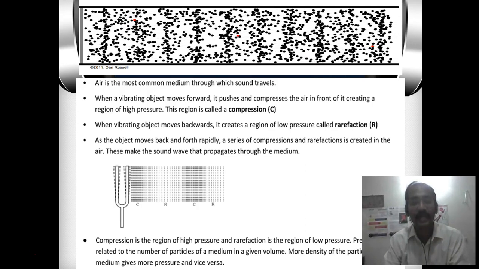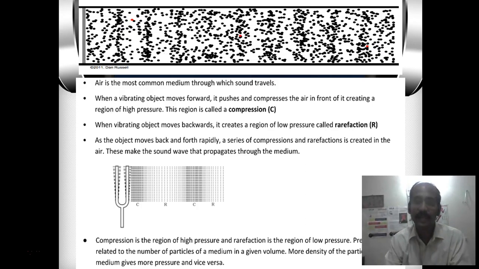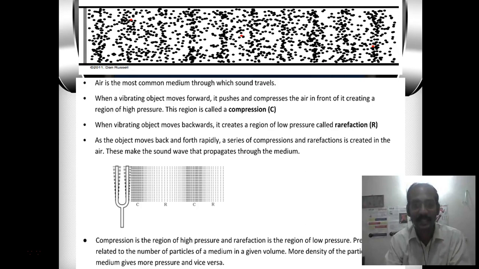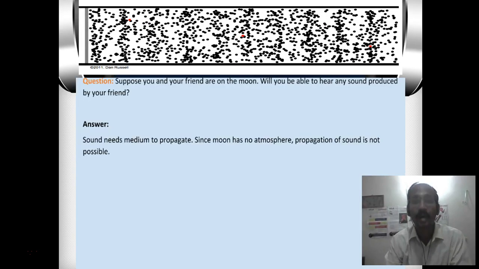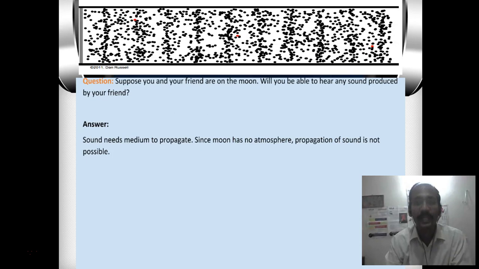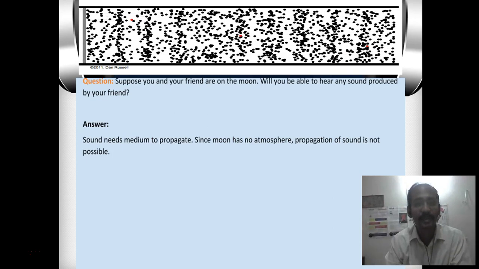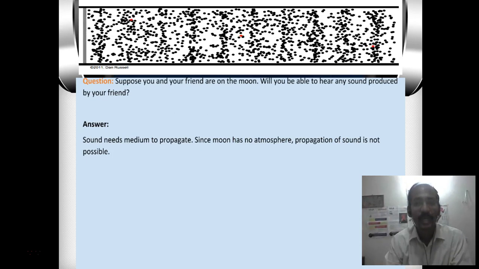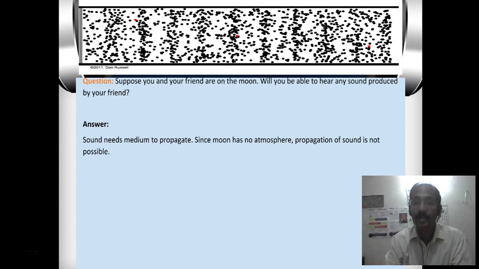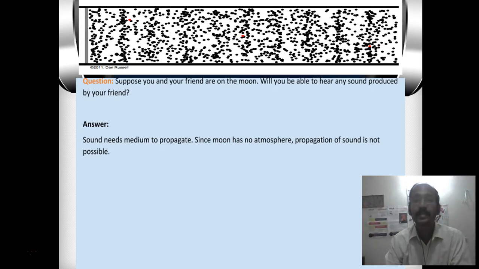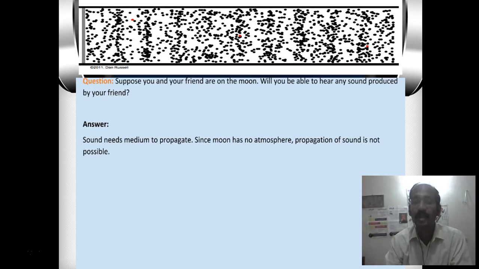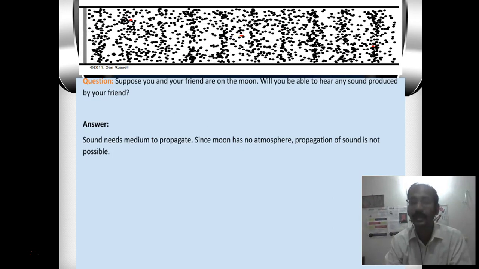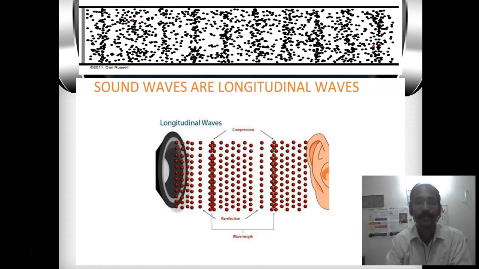Each and every mechanical wave has compressions and rarefactions. Now, suppose you and your friend are on the moon. Will you be able to hear any sound produced by your friend? Sound needs a medium to travel. Since the moon has no atmosphere, propagation of sound is not possible. They can't hear each other.